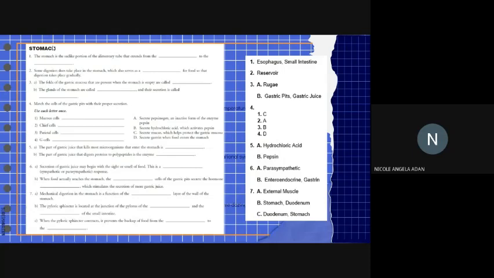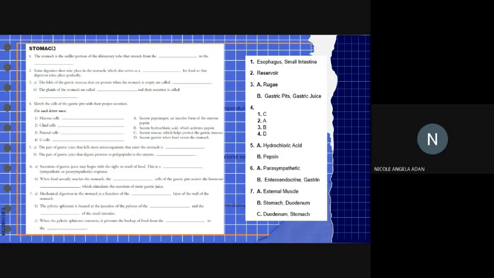A. The part of gastric juice that kills most microorganisms that enter the stomach is hydrochloric acid. B. The part of gastric juice that digests proteins to polypeptides is pepsin.